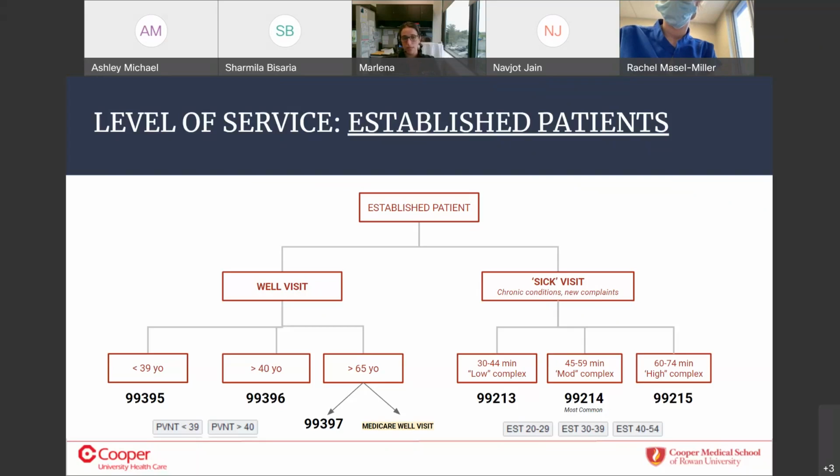You still can't bill it as a well visit. And we'll get to the Medicare well visits.